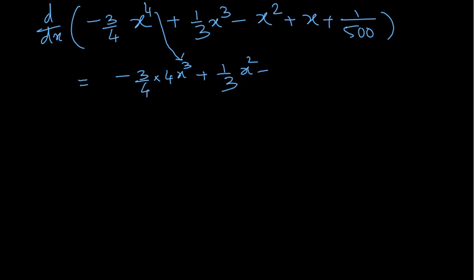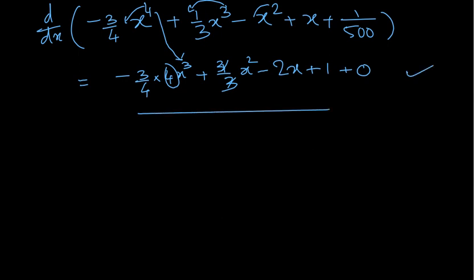No, wait a minute. Here you said 1 by 3. What happened to this 3? It should come in the front, right? Just like the 4 came in the front, isn't it? Yeah, correct. 3 gets cancelled. x squared minus 2x, then 0. Good. Correct answer. So this 4 gets cancelled. We'll have minus 3x cube plus x squared minus 2x plus 1. This is the differentiation of that particular function.